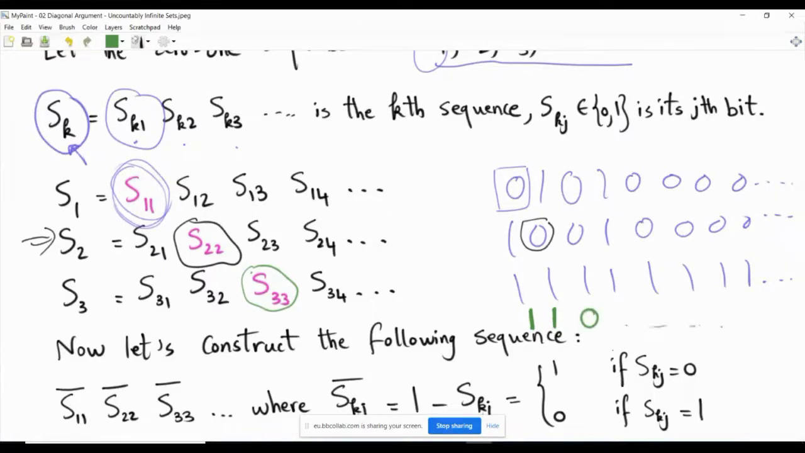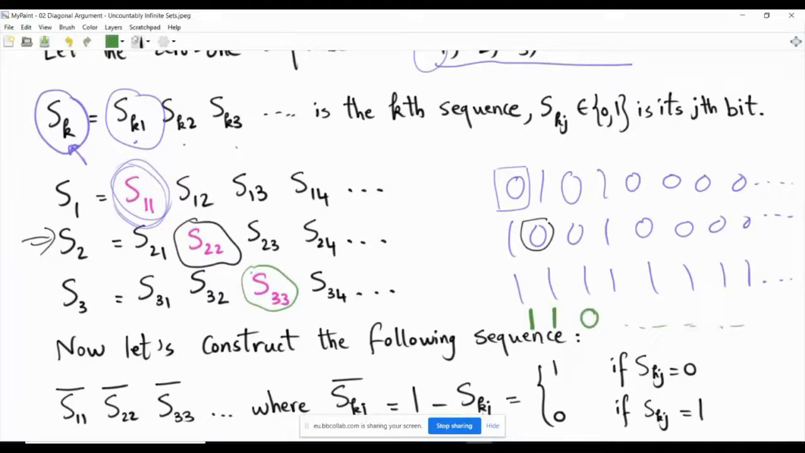And you repeat this, and you can see why it's called the diagonal argument, because you move diagonally across the sequences. You take the first bit in the first sequence and flip it. You take the second bit in the second sequence and flip it. You take the third bit in the third sequence and flip it, and so on and so forth. And so you will construct a new sequence.